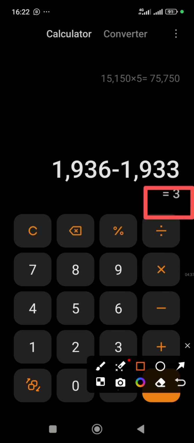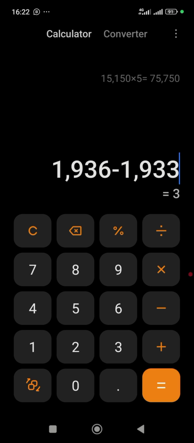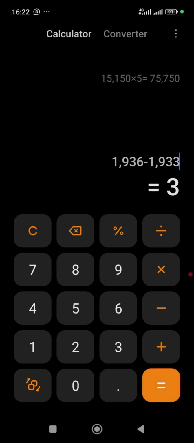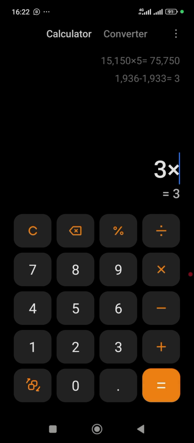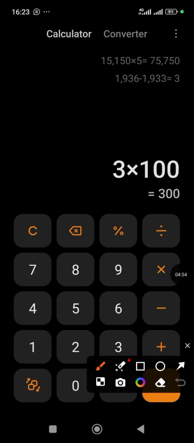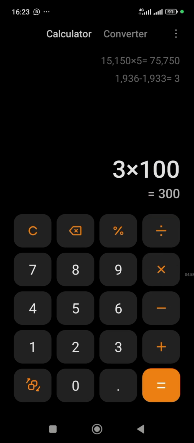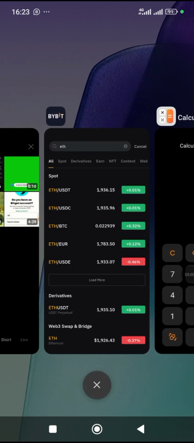But if you are able to do this 10 times, you'll be having $30. And if you're able to do it, let's say 100 times, because it's as fast as anything, you'll be having $300. So let's dive in. Let me show you what you just have to do.